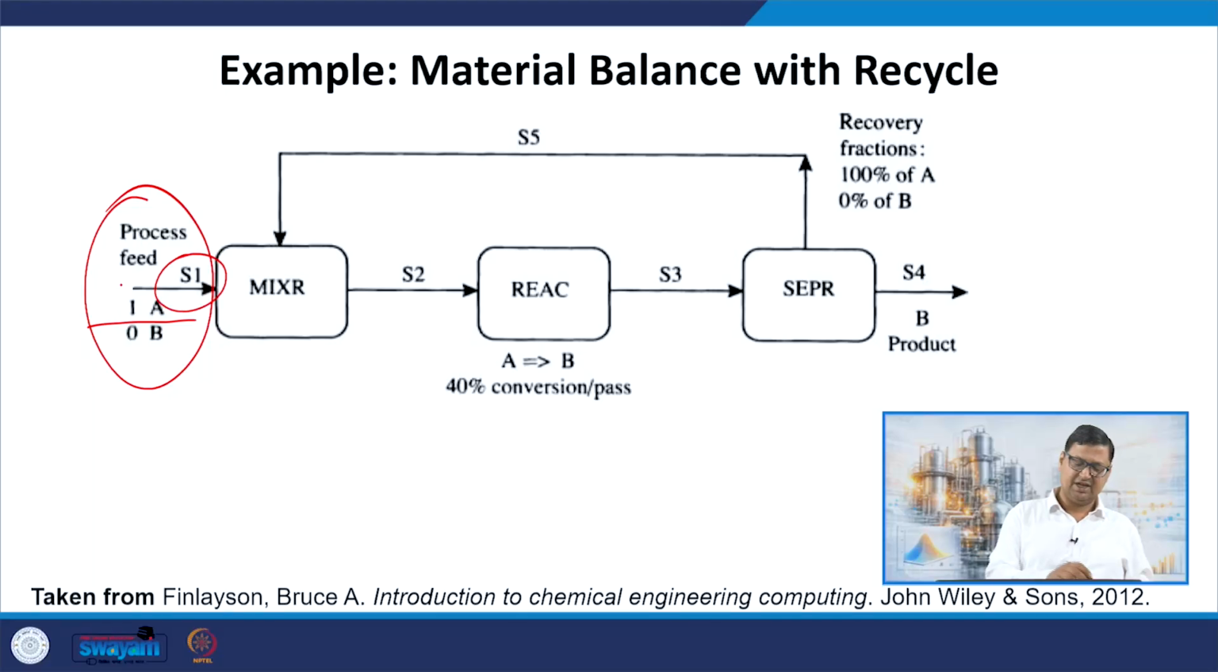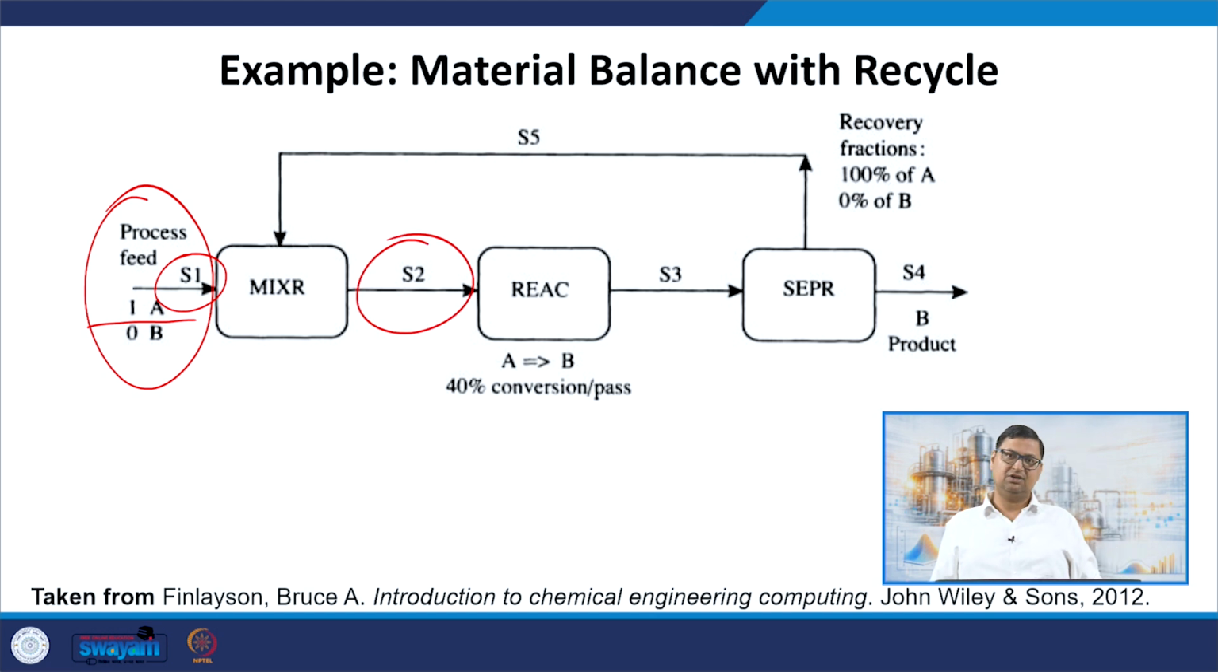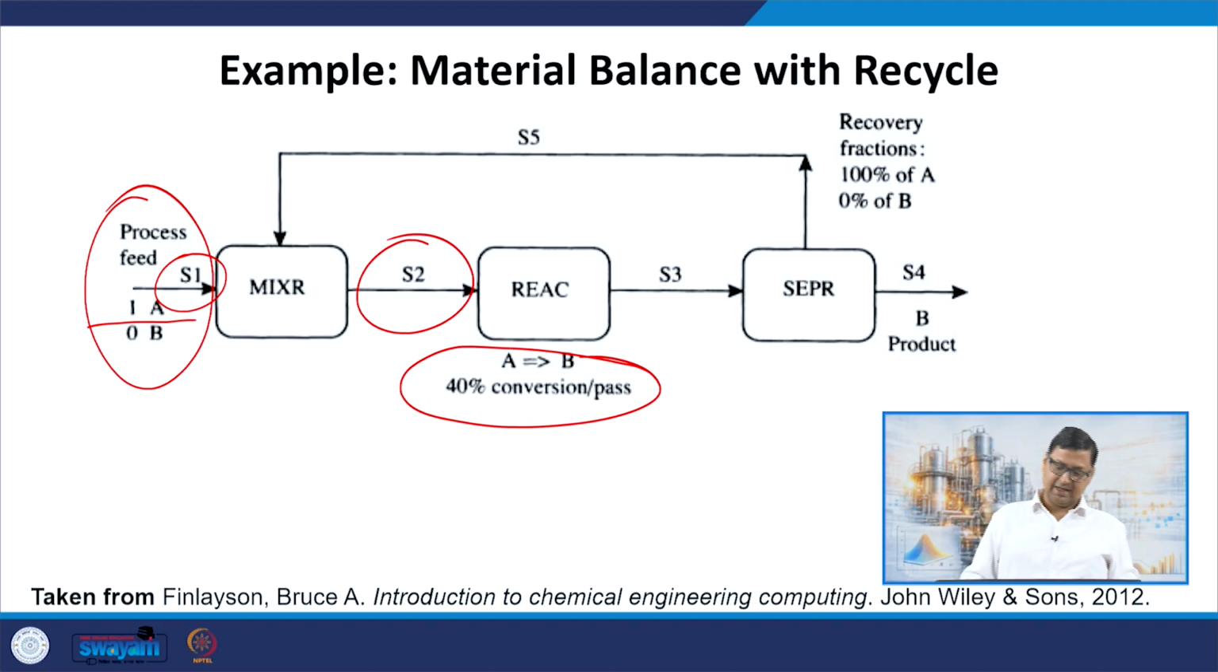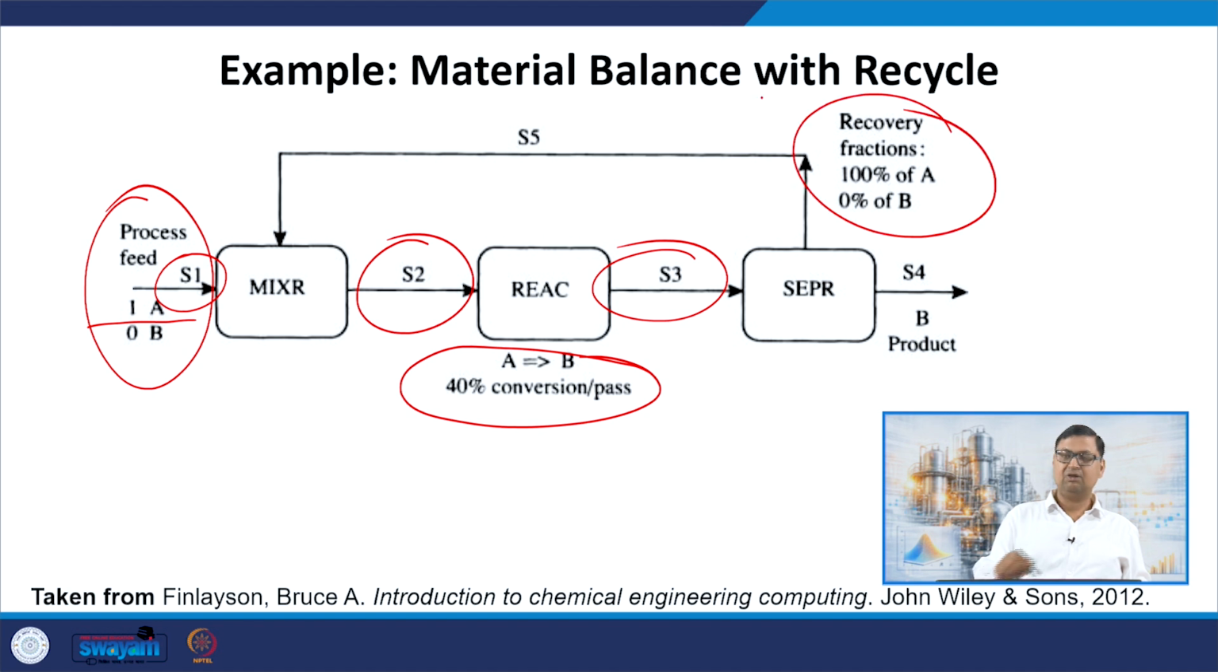So there is a stream S1 for the feed, it goes to a mixer, and then the output of the mixer is a stream S2 that goes to the reactor, and there is some reaction, A to B, in the reactor where 40% conversion is known per pass, right? What is per pass? Every time new reactant is coming, 40% of it gets converted. Then finally, the output is S3 that goes to a separator, and I am separating all the A.